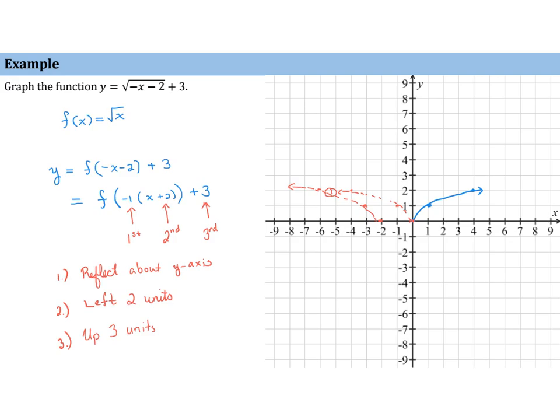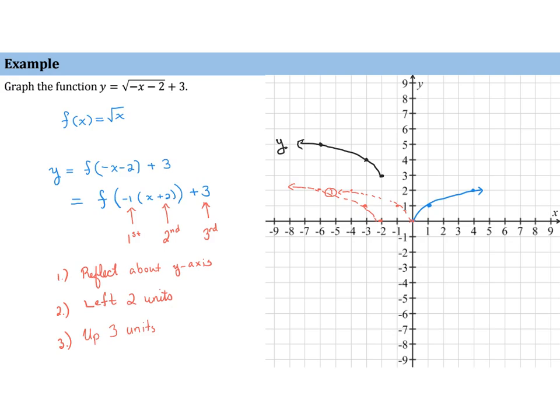So -2, 0 moves up 3 units. -3, 1 moves up 3 units. And then -6, 2 moves up 3 units. And so this is our function's graph.